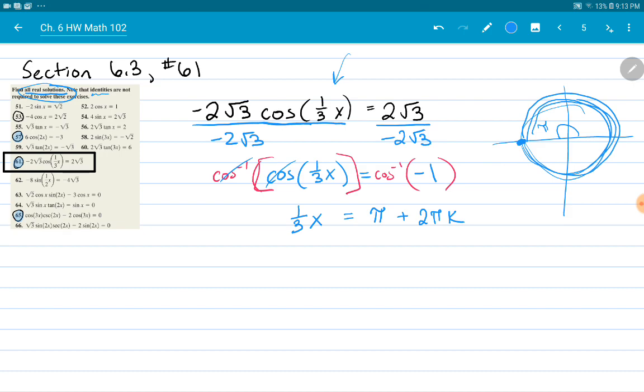So now to get to x, I need to multiply both sides by 3, or 3 over 1. I have to multiply the whole side by 3. So on the left, the 3 and the 1/3 cancel, and I'm left with x. And on the right, I have to distribute that times 3, times 3 by every piece. So 3 times pi gives me 3 pi, and 3 times 2 pi k gives me 6 pi k. And that is my final answer.